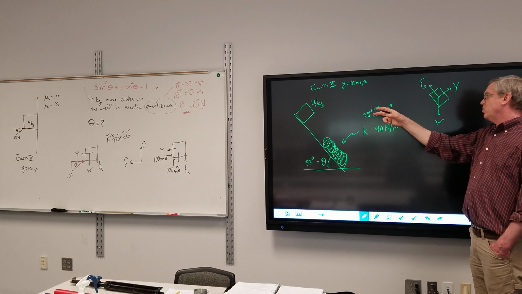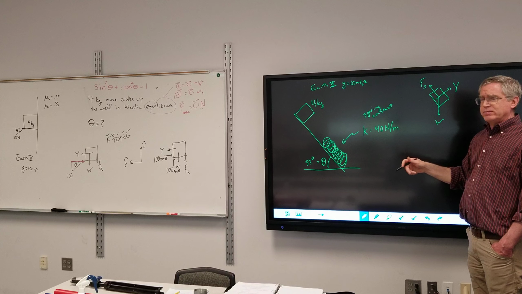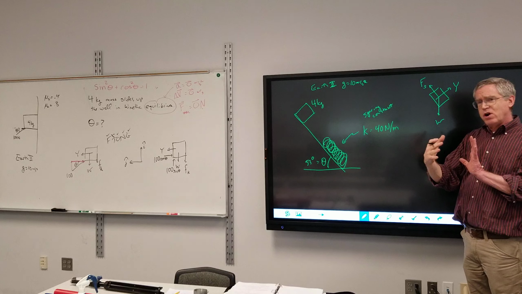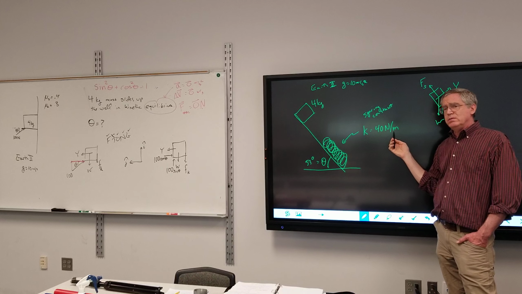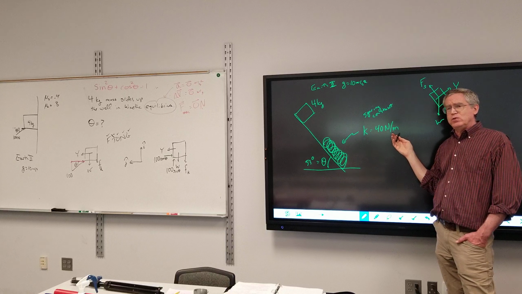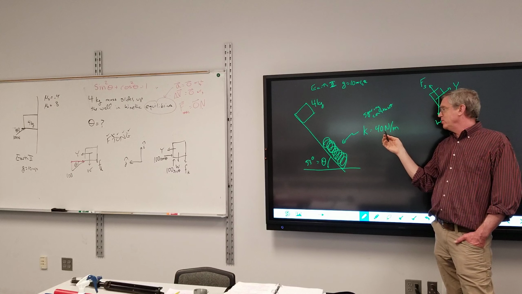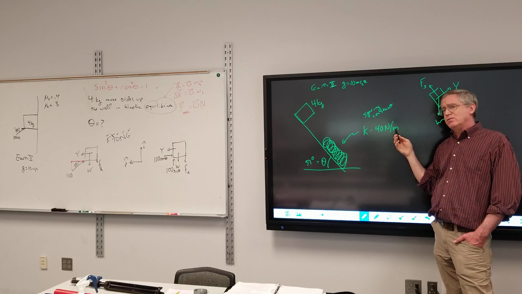The mass is going to come cruising down, hit the spring, it's going to compress. So the more you compress it, the more force it takes. It takes 40 newtons to compress it 1 meter. It takes 80 newtons to compress it 2 meters, 120 newtons to compress it 3 meters, and so on.